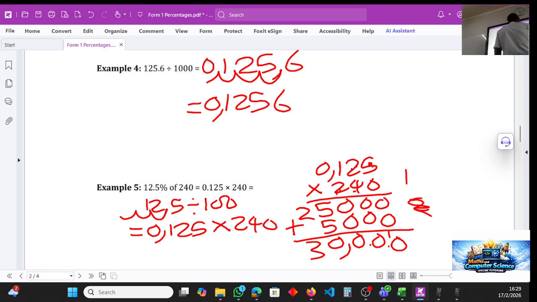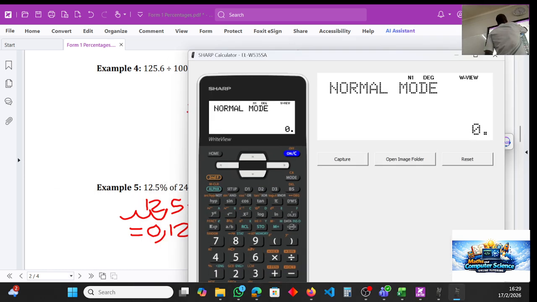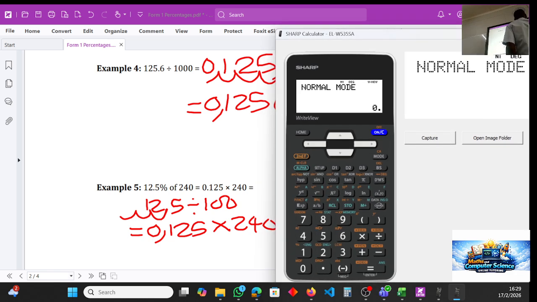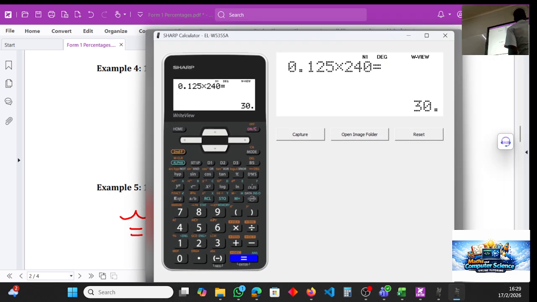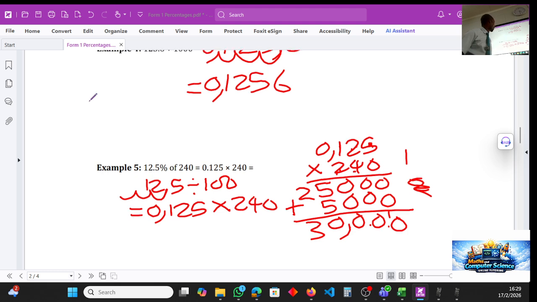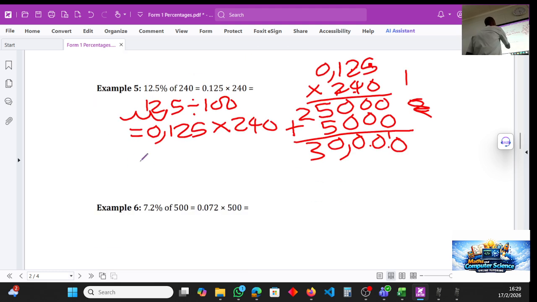So we can verify with our calculator. If we are multiplying 0.125 and 240, does it give us 30? Yes, it does. So it implies our calculation was correct. So that's our final result, which we can properly write in line with our problem: the result is 30.